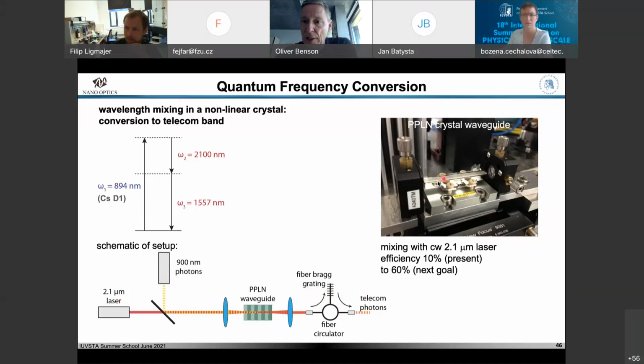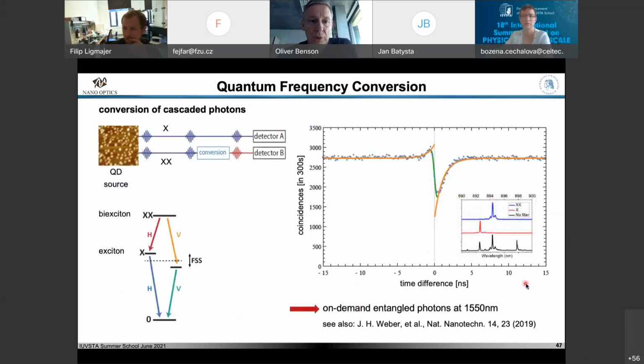Then, however, this stage of this nonlinear crystal is just something you can buy. It's a periodically poled lithium niobate crystal for the experts. You couple in light and you couple out the converted light. And this is something we did here with a number of emitters. Maybe I don't go too much in detail here.